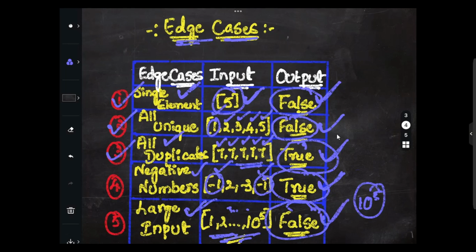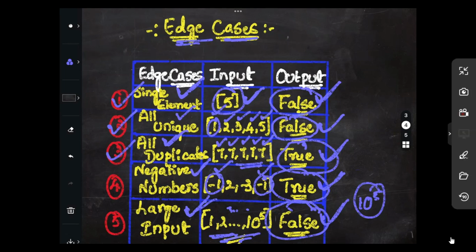So that is the reason here we have considered false. So these are the edge cases that we need to consider. First one was for single element, second one was for all unique, third one was for all duplicates, fourth one was for negative numbers, and the fifth one is for the large input, right? These are the edge cases that we need to keep in mind. I hope all the edge cases are clear.